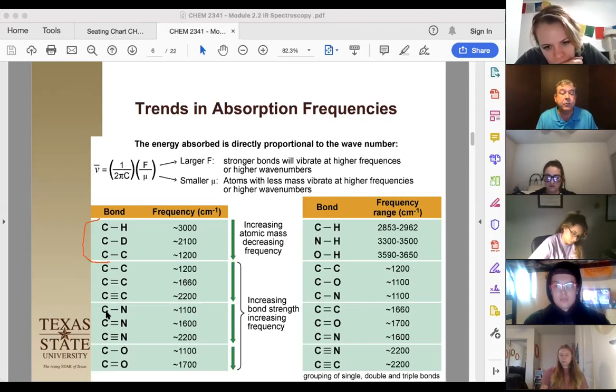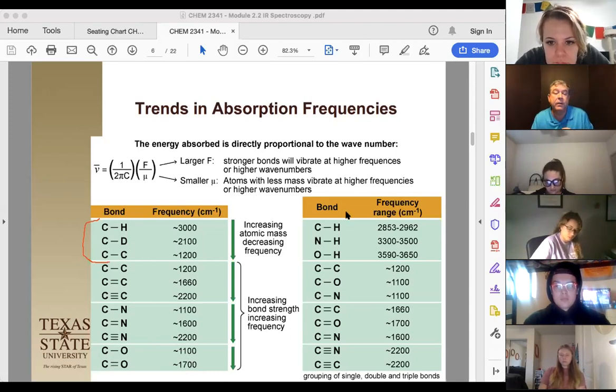And we see that same trend when we go to carbon and nitrogen. We start at about 1100. Once we get that double bond for the imine, which we don't cover in this course, and when we go to the triple bond with the nitrile, it keeps going up. And that has everything to do with the strength of the bond. And likewise, if we have a single bond to oxygen versus a double bond to oxygen, we go from 1100 to 1700. Okay, so that's the effect of strength of the bond.